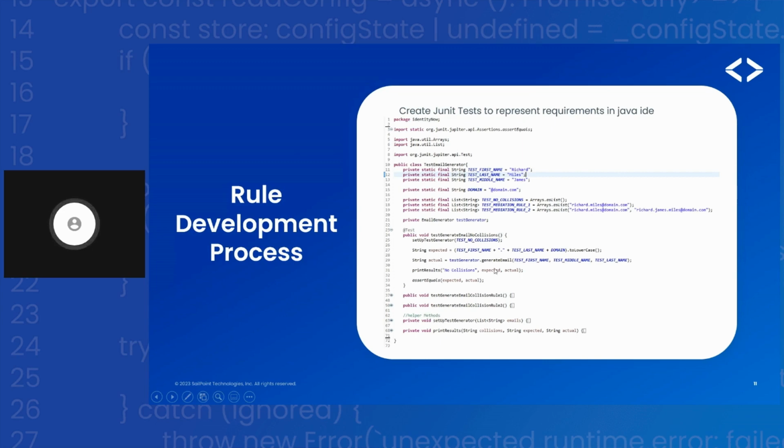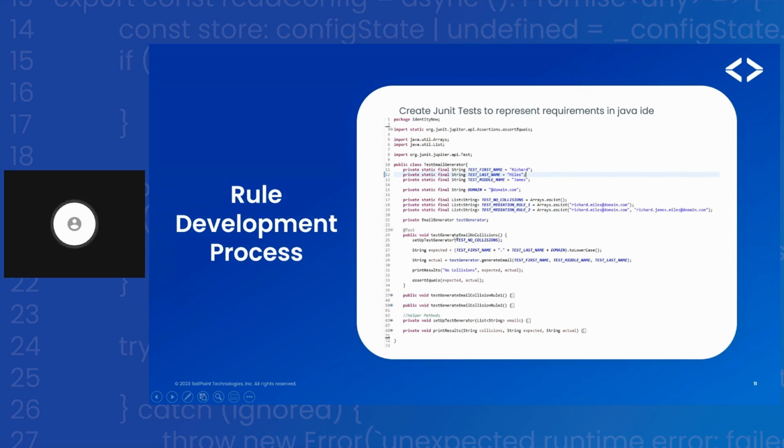And then this is an example of one of the rules, so no collision. We just set up a test. We're going to expect to see the first name, dot, last name, and then the domain in this scenario. And then our expected value is going to be our rule. We're going to ask our rule to generate an email. And we're going to submit the values, first name, middle name, last name here, kind of simulate what IDN would do. And then just print the results and then assert that they are equal. Just making sure that what you expect is what you actually get.